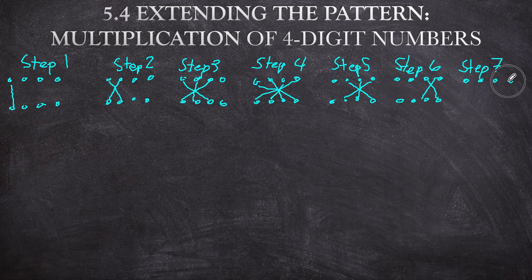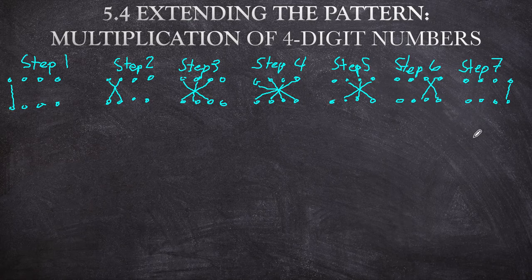Let me just illustrate that. Multiply ones digit by ones digit. So that will be our multiplication of a 4-digit number by a 4-digit number. I'll let you create one example for yourself and try it out on a calculator to see if it works.